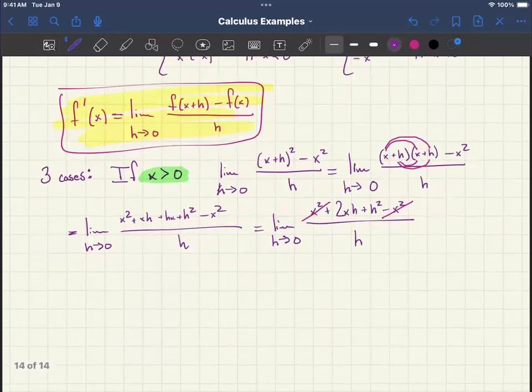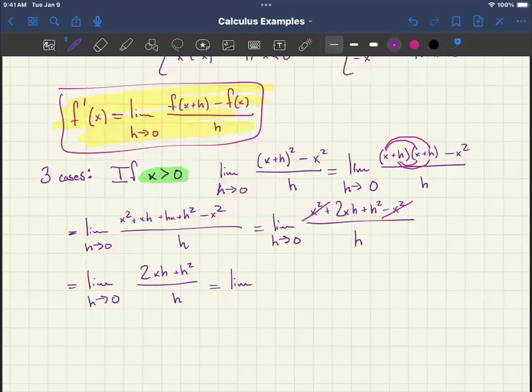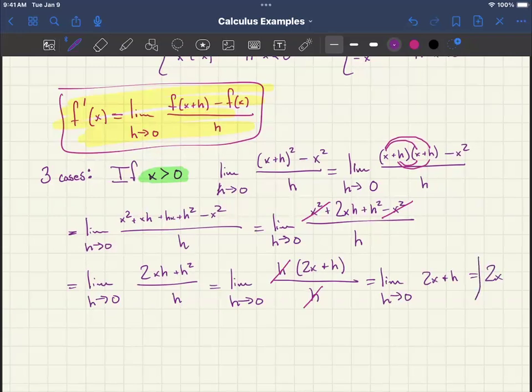And what we're going to end up with is the limit as h goes to 0 of 2xh plus h squared all over h. We can yank out a copy of h on our numerator because now the two terms that are left over both have an h involved in them, which means that those cancel. And we are left with the limit as h goes to 0 of 2x plus h, which is 2x. So there is our solution if x is bigger than 0.